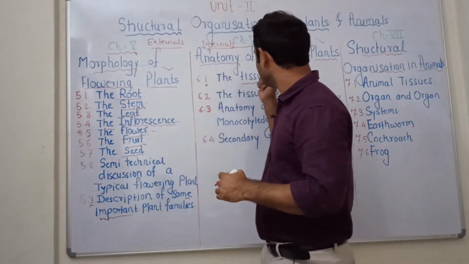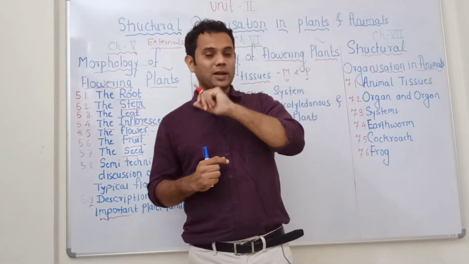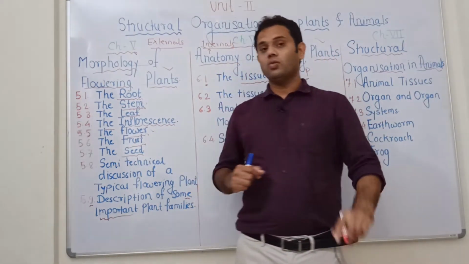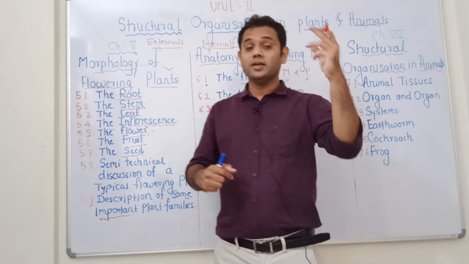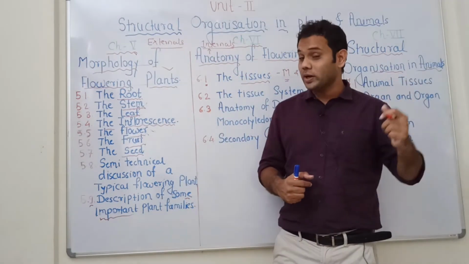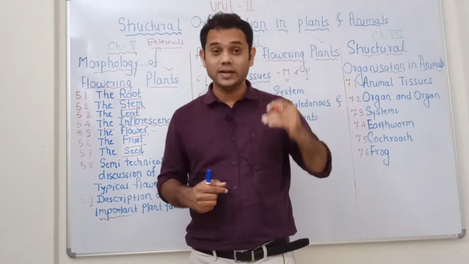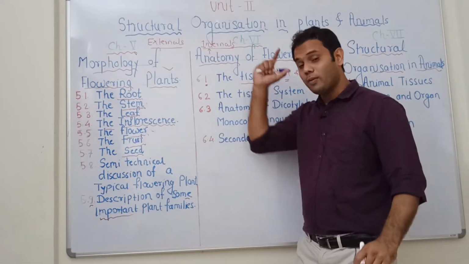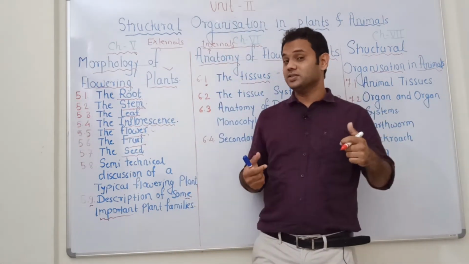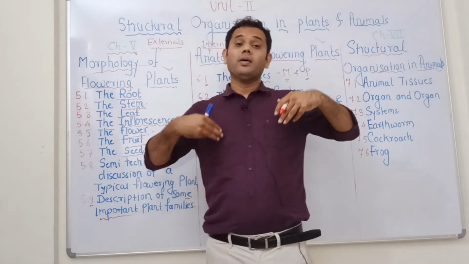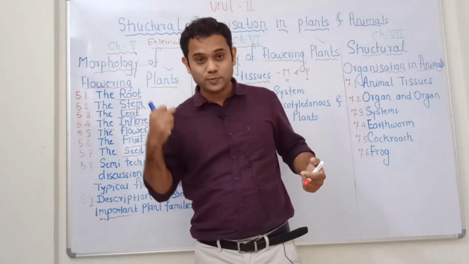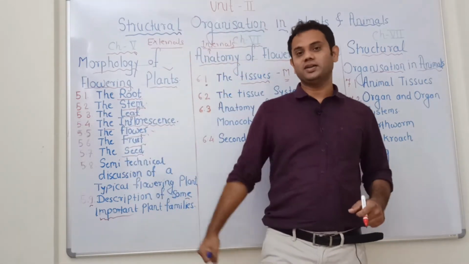Then again, permanent tissues are of 2 different types: simple permanent tissue and complex permanent tissue. Under simple, you will study parenchyma, sclerenchyma and collenchyma, whereas the complex permanent tissues are xylem and phloem. You might have heard these words: water conducting tissue and food conducting tissue. Xylem is the water conducting tissue, and phloem is the food conducting tissue.